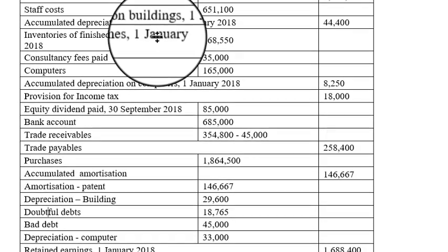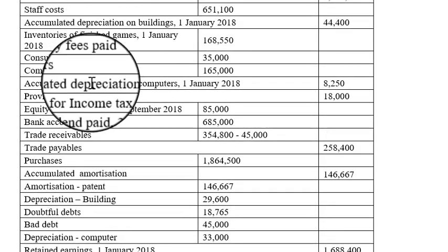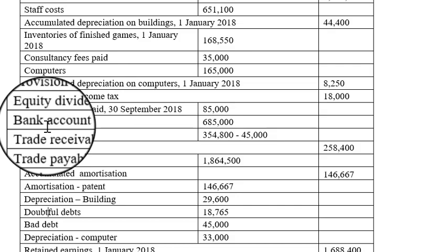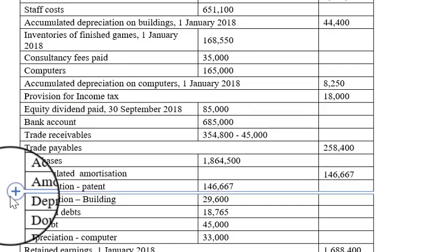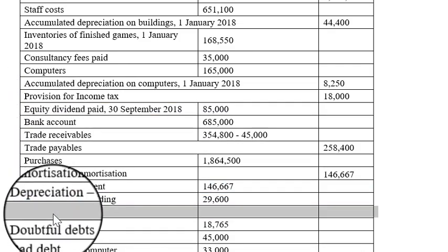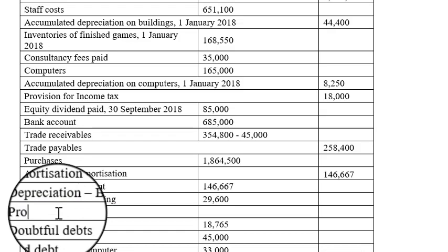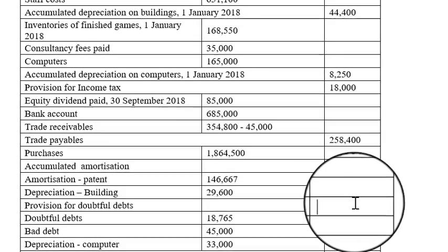So if you look at this case, they don't have a provision for doubtful debt. So we need to add on this account, provision for doubtful debt, same amount.